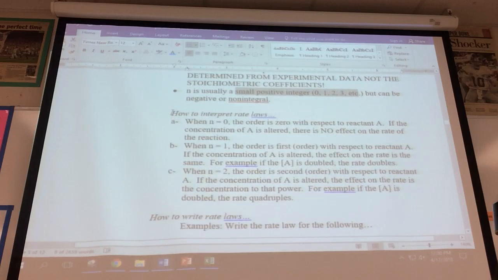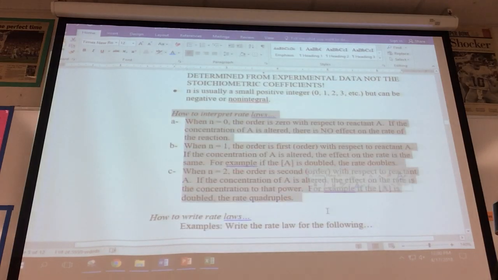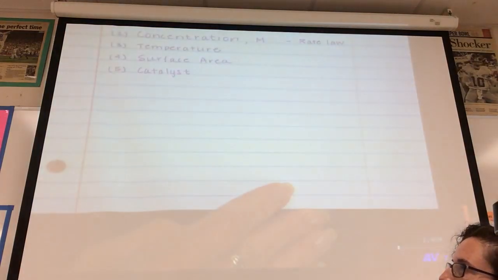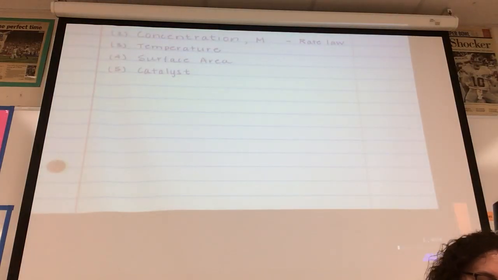I want to go over how to interpret the rate laws, and then I'll show you how to write them. There's a lot of gobbledygook here. I'm going to do it in a very simple way so that you can follow it. You can scribble it on the side there. I'm going to write some stuff out for you so you truly understand how to interpret rate laws.